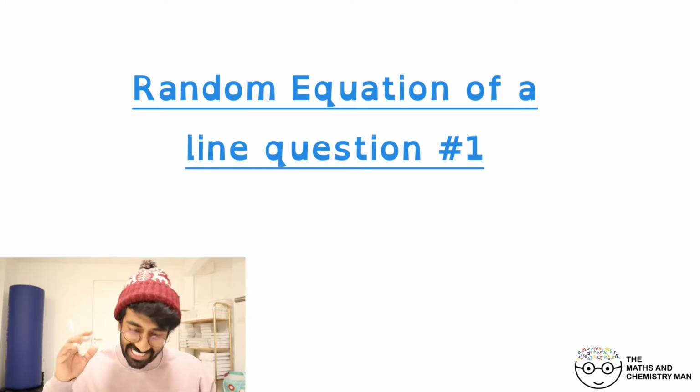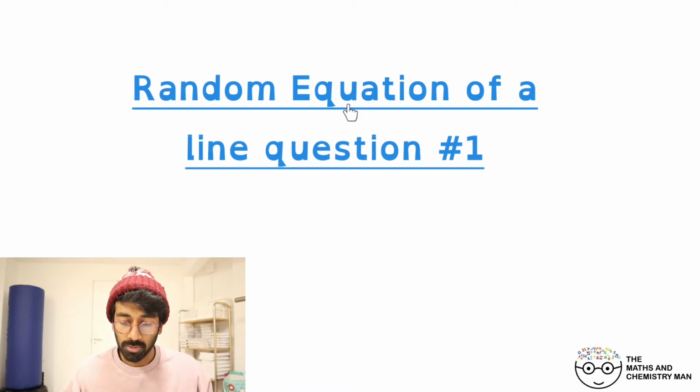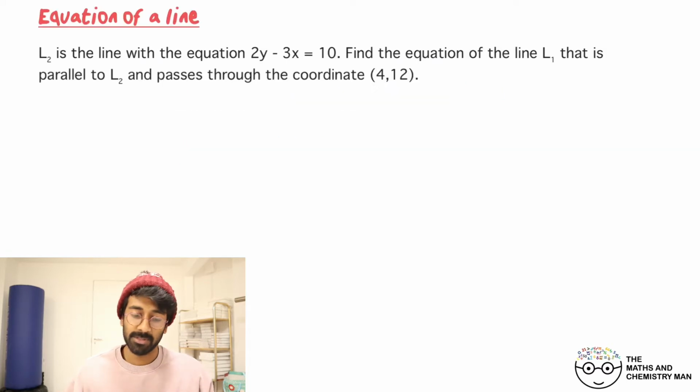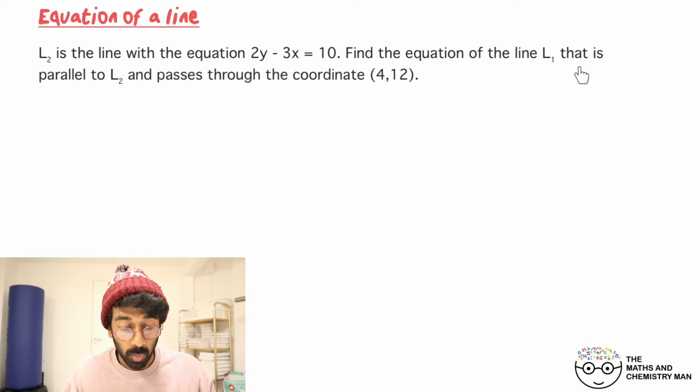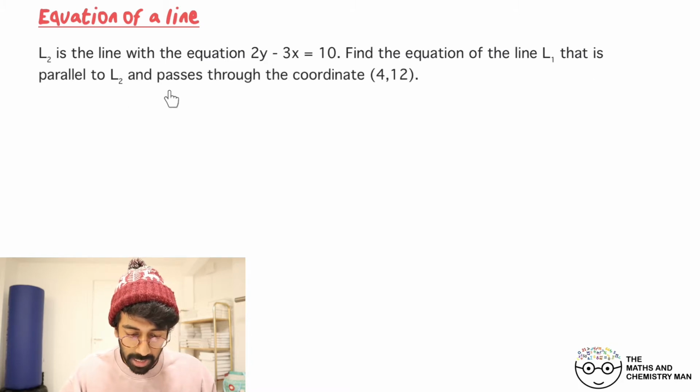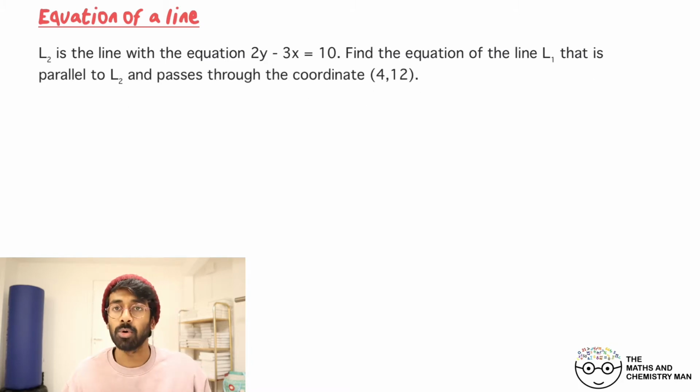Okay, today's question then is on the equation of a line. So here it is. Let's have a quick read through it. L2 is the line with equation 2y minus 3x is equal to 10. Find the equation of the line L1 that is parallel to L2 and passes through the coordinate 4, 12.